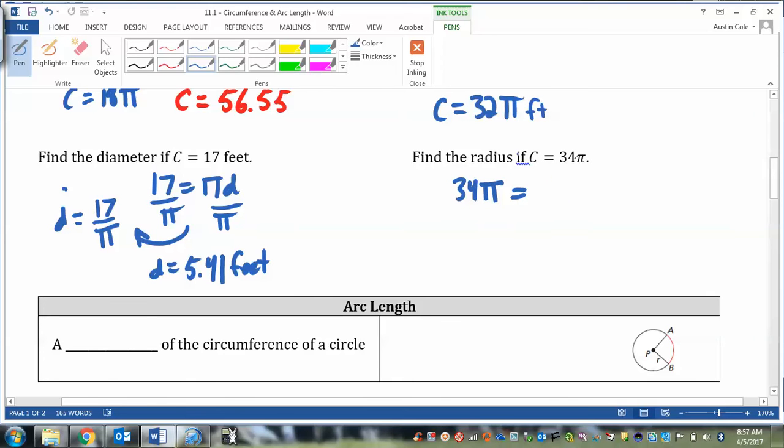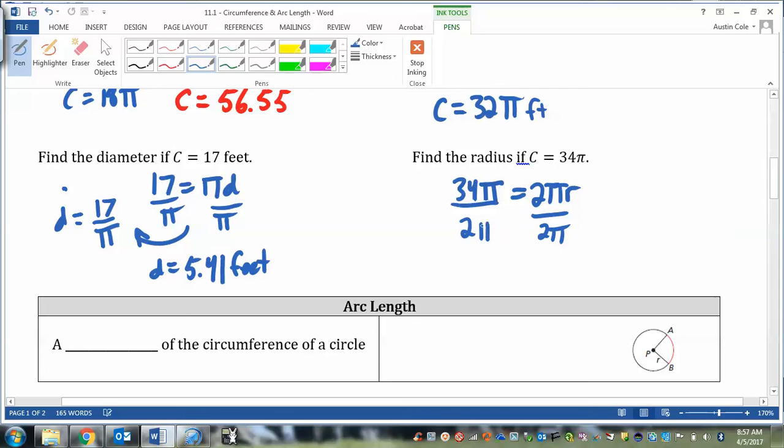Okay. So our circumference, we're looking for r. So our circumference is 2 pi r, right? And that equals 34 pi. So then you divide by 2 pi. Is that what you said, basically? Yeah. Okay. Divide by 2 pi.